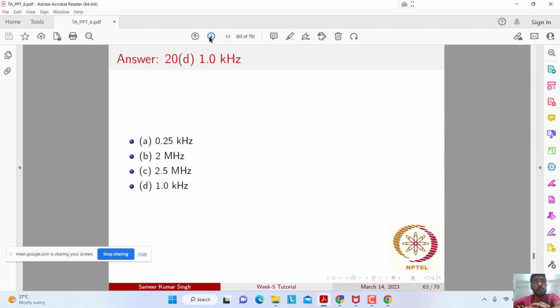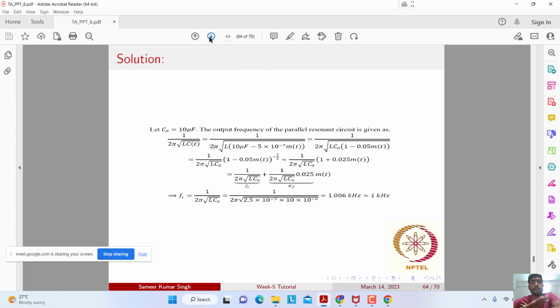Okay, answer will be D part, and that is the explanation. Assume C naught is 10 microfarad. The output frequency of the parallel resonant circuit is given as 1 upon 2 pi under root L C(t). t is the varying term. So just put the initial values. C(t) is given as 10 microfarad minus 5 into 10 to the power 7 m(t). Just use the approximation.